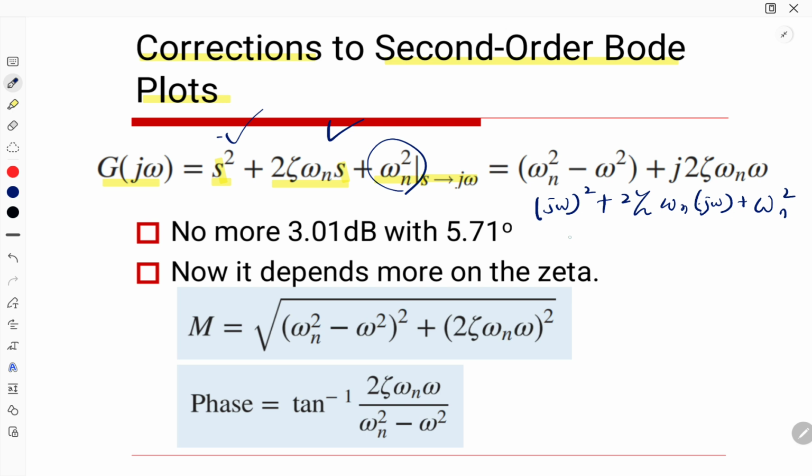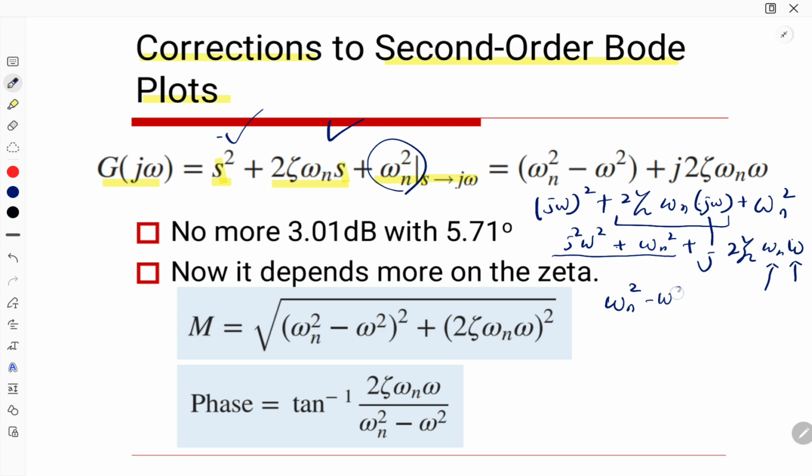So j omega squared is j squared omega squared. Let's move this out of the way, but plus omega n squared plus, here this j comes out, and it's 2 xi omega n omega. So your frequency sweep and your frequency of interest. Let's look at this portion. It's omega n squared. j squared is minus 1, so minus 1 omega squared.